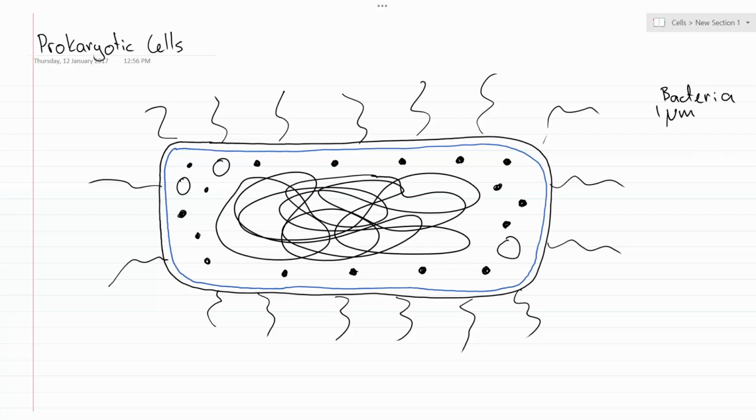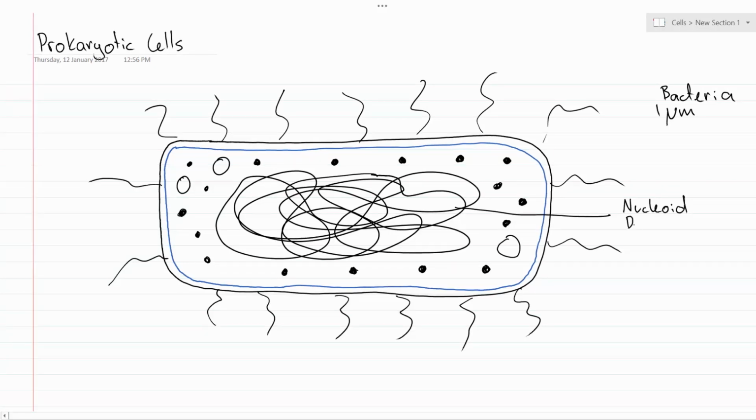Now, one of the key differences between a prokaryotic cell and a eukaryotic cell is a prokaryotic cell has a nucleoid rather than a nucleus. So a nucleoid is just kind of this general area where the DNA is housed in a prokaryotic cell.